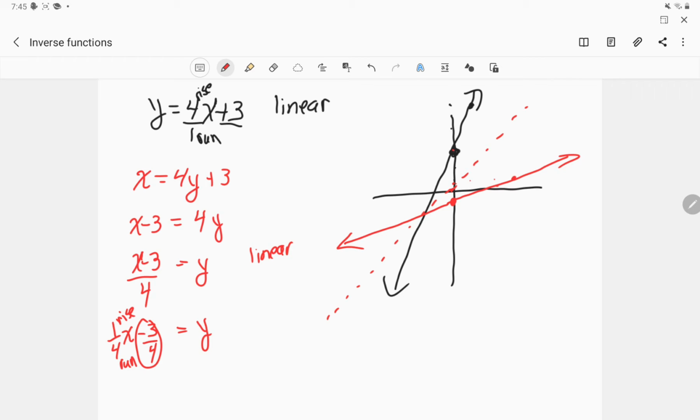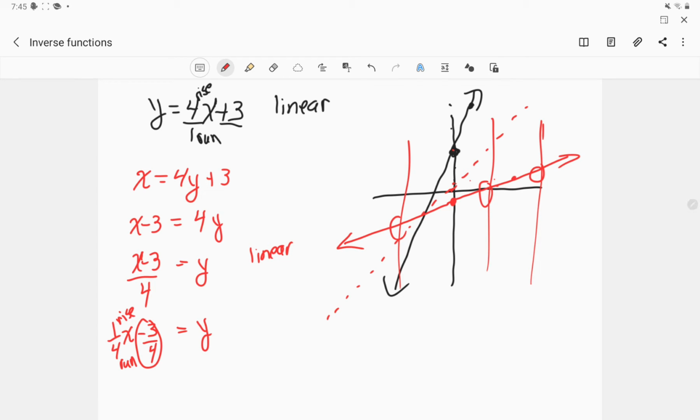So again, it's a straight line. It's a line. It passes the vertical line test because it doesn't matter where I draw a vertical line. It only goes through the graph in one spot. Here it goes through here. Here it goes through here. Here it goes through here. So yes, it is a function.